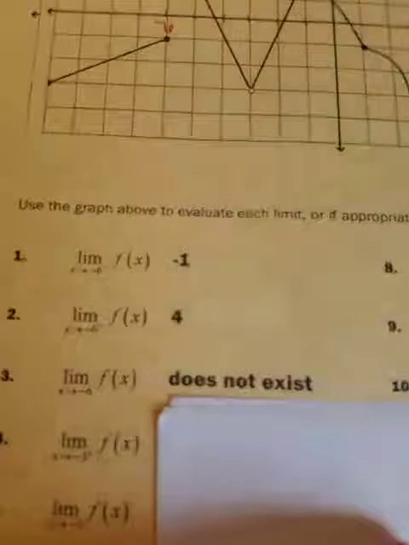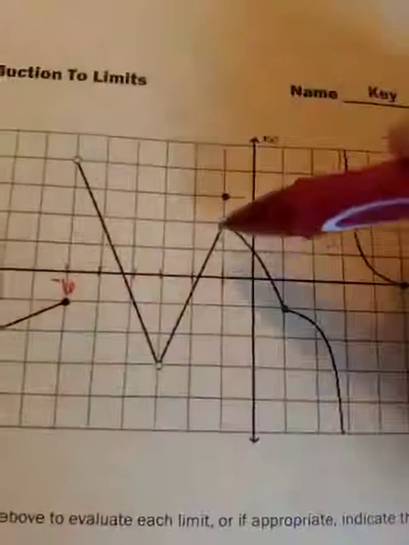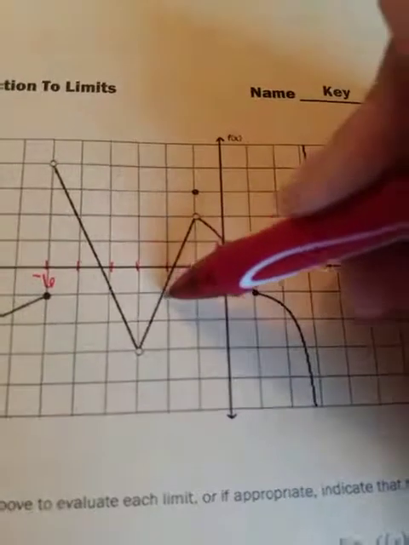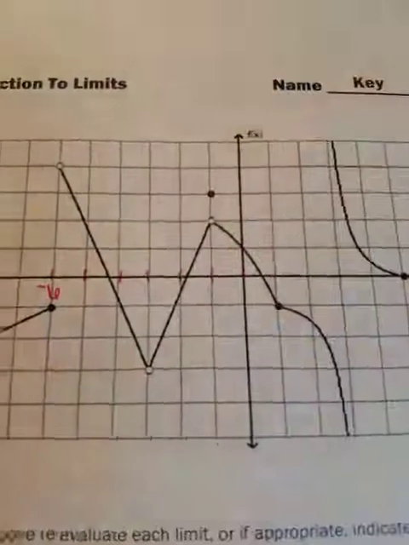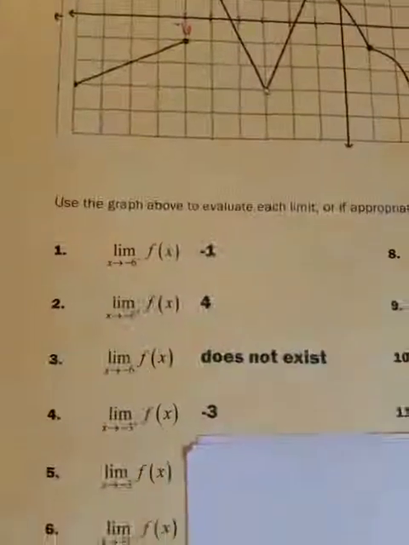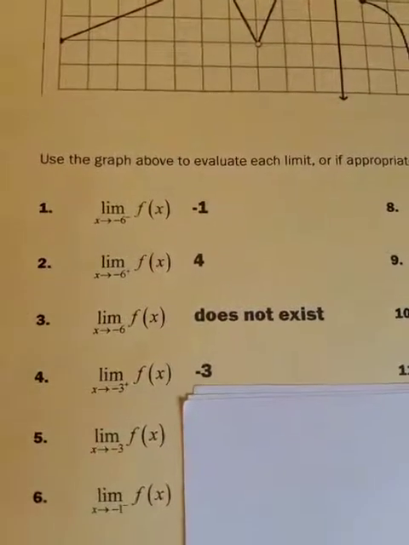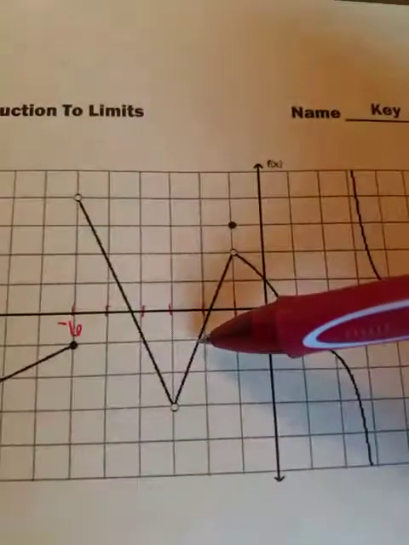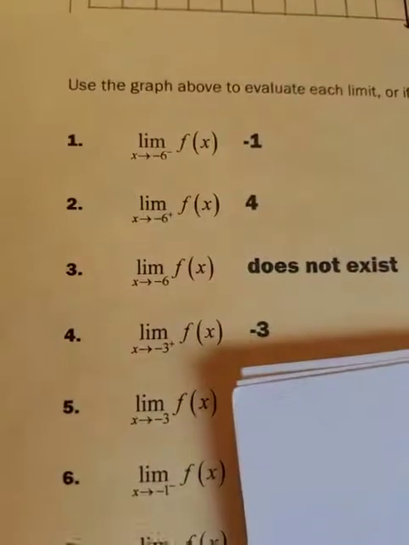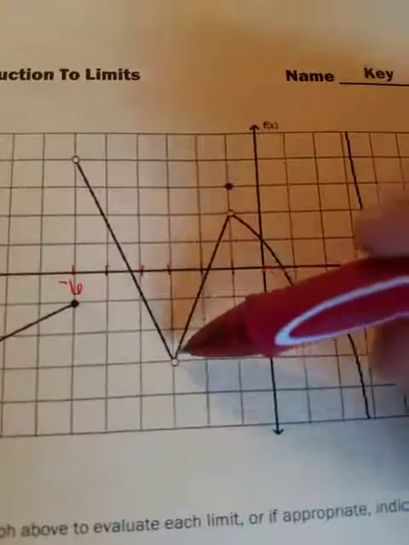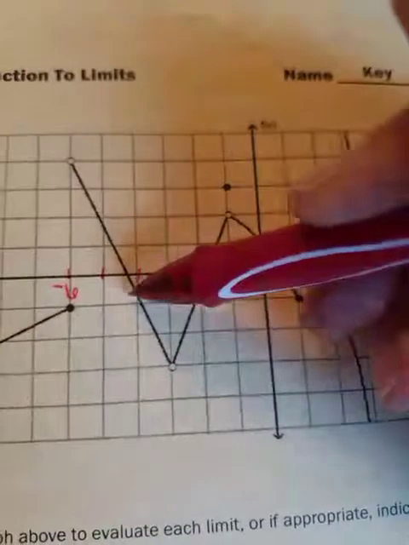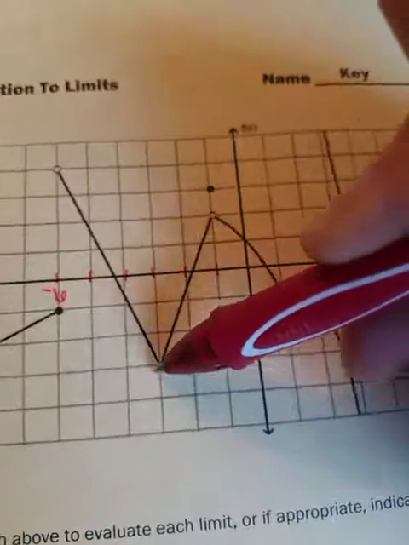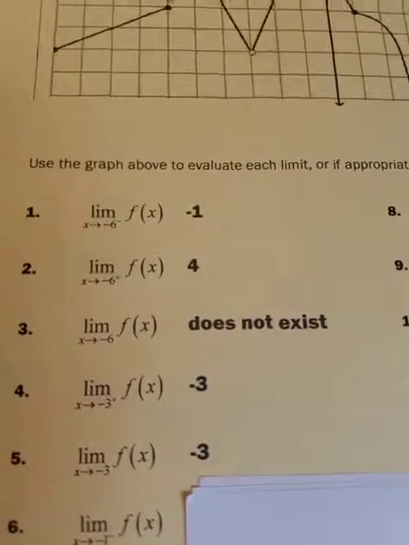Moving on to number 4. The limit as x approaches -3 from the right. Well, we're coming in this way, and it looks like we are at -3. Now they want x approaches just -3, so to be sure, I have to check both sides. Number 5 is just asking -3. So -3 from the right is at -3, and -3 from the left is also at -3. So even though there's an open hole there, a circle, my limit is still -3.